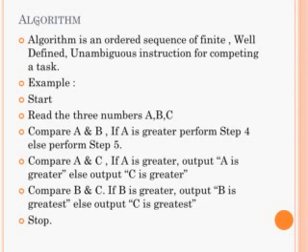So what are they doing first? They are starting the algorithm. Then read the three numbers A, B, C. Then what is the next step? Compare A and B. If A is greater, perform step 4. So step 4 in the sense is step 1, 2, 3, 4. In that sense. Starts from this start.